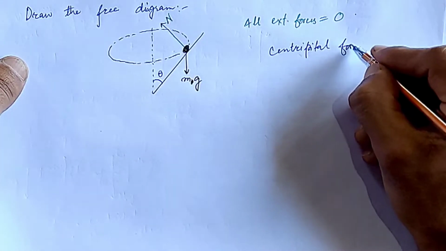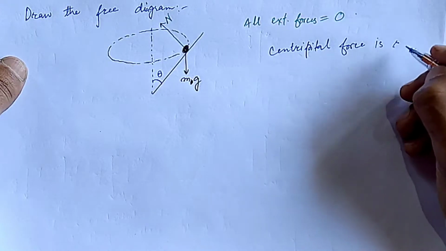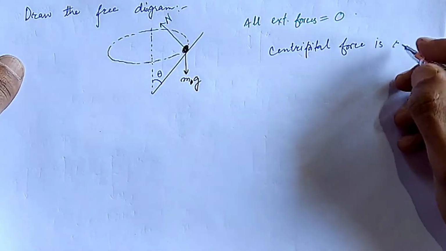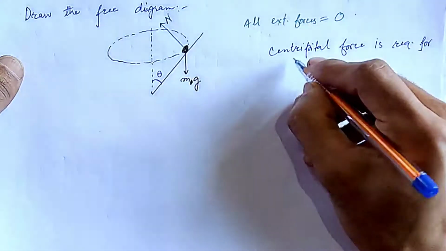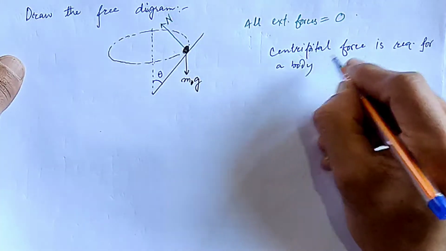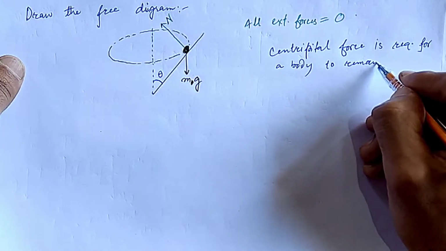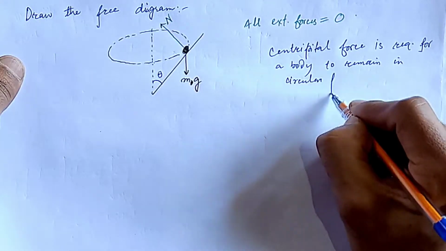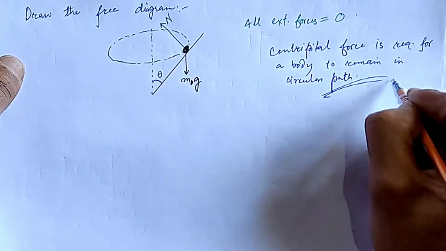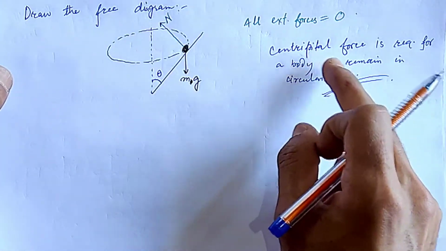Centripetal force is, we can say, required for a body to set it in motion, for a body to remain in circular path. Okay, so we have to find that very circular motion, that very centripetal force.